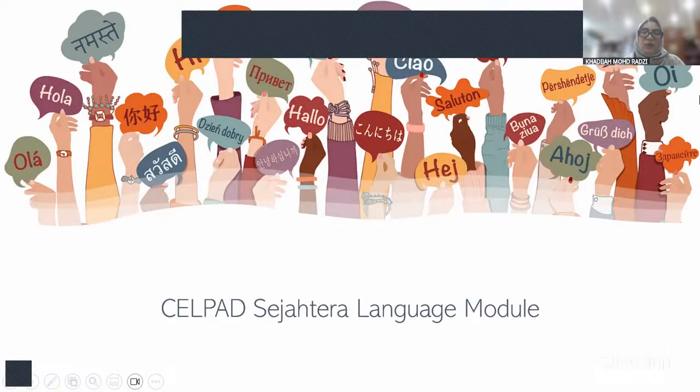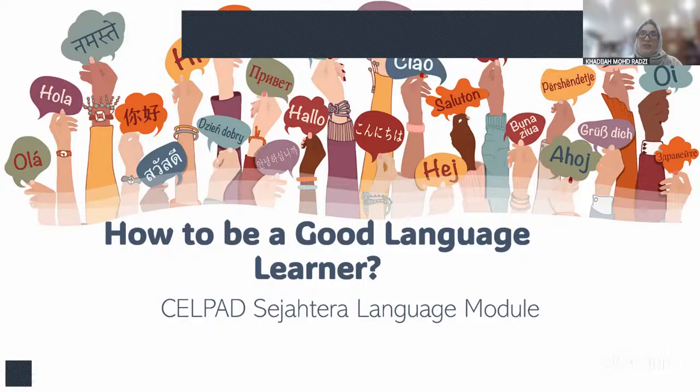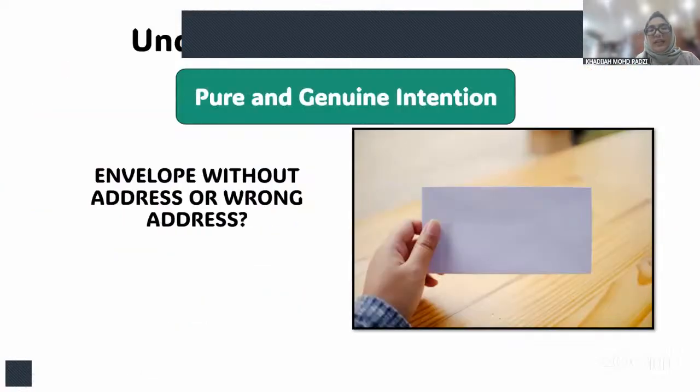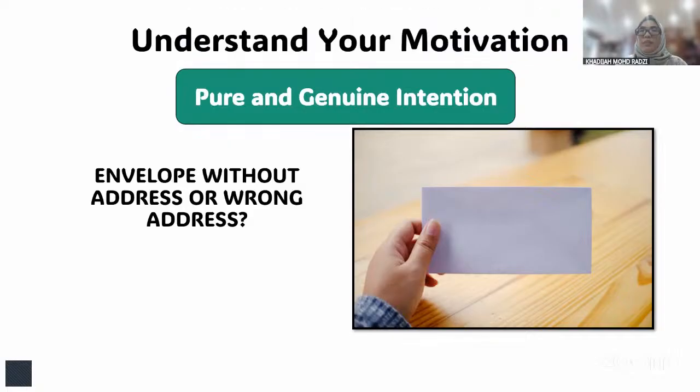So my session, I want to talk about how to be a good language learner. Okay, so basically, like Ustaz Abdullah Bukhari mentioned just now, firstly, you need to understand your motivation. Why are you here, right? So therefore, you know what's your purpose, and then you should have a pure and genuine intention, and then please do not feel that being in CELPAD is something wasteful, for example, because learning language can really benefit you in many ways.